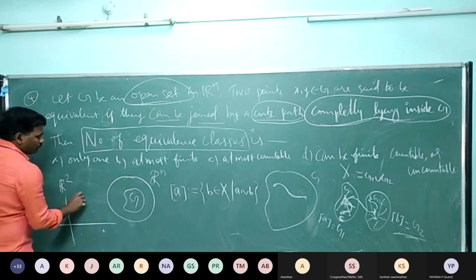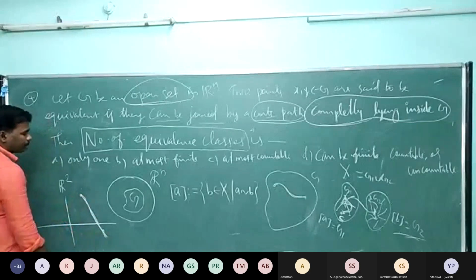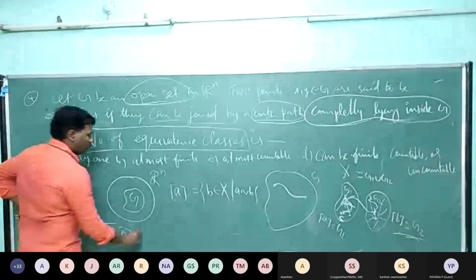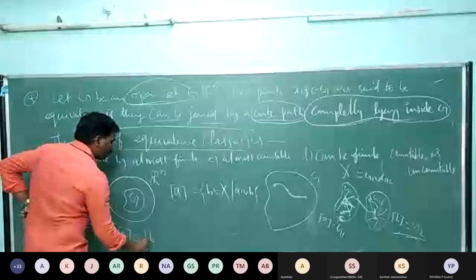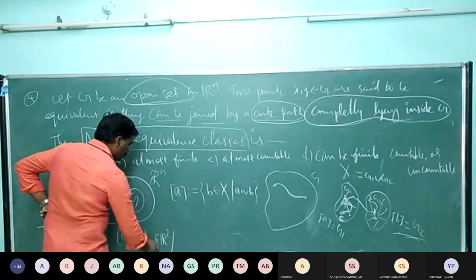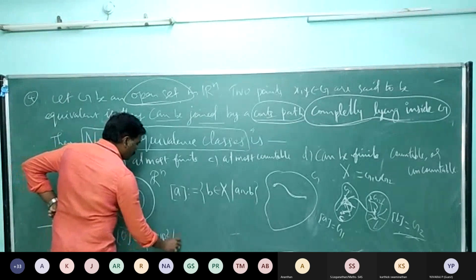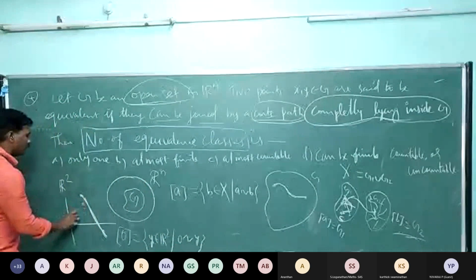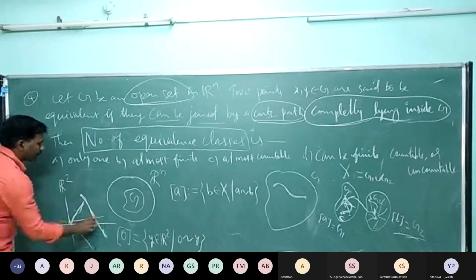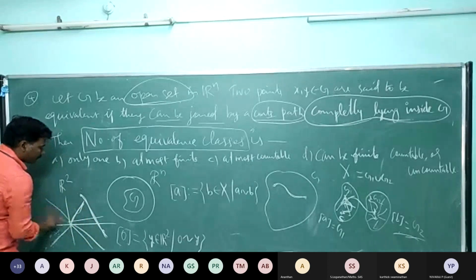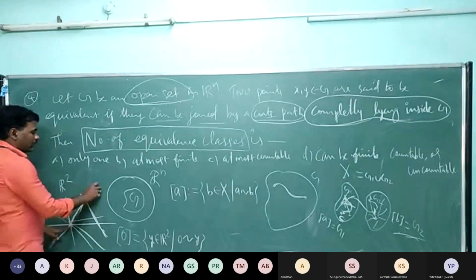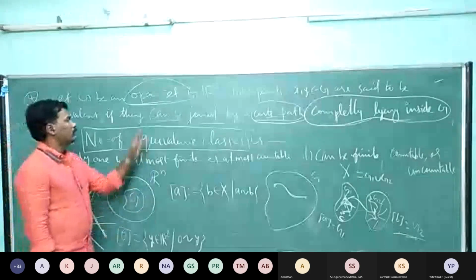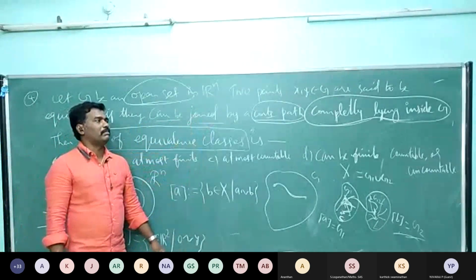Take any two points, you can draw... the equivalence class of 0, any B in R2 such that B is related to 0, something y such that 0 is related to y. You take any y related by a straight line. Zero is here, you take any point, it will be connecting, or not necessarily a straight line. We can connect them. They can be joined by a continuous path completely contained inside G.